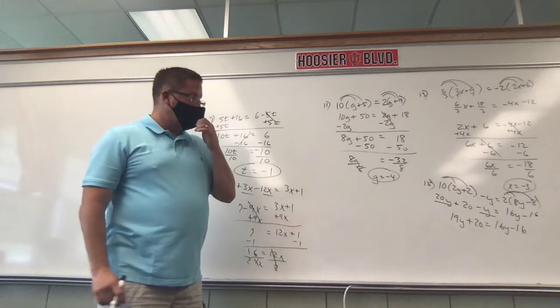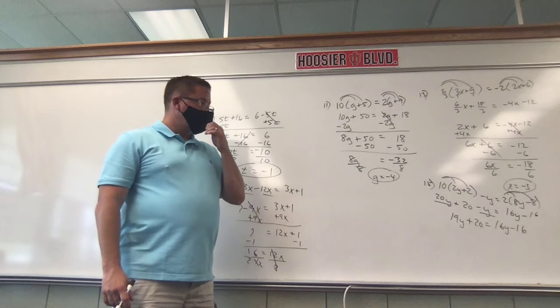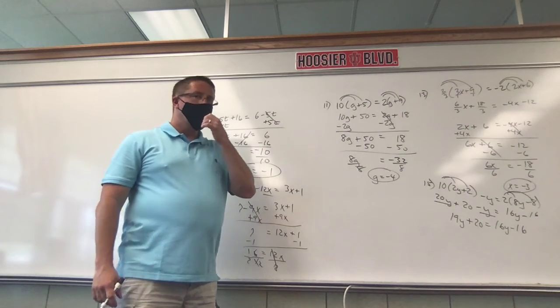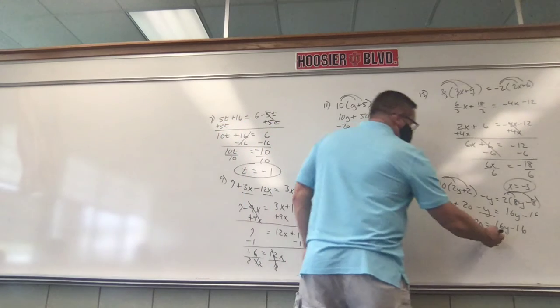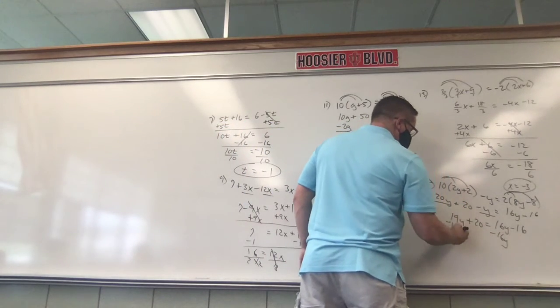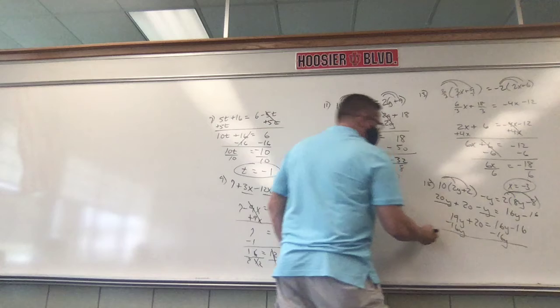Okay, now what? At this point, you have to get rid of the 16y. Why 16y? Because it's lower than 19y. So we subtract 16y on each side. And now it's 3y.